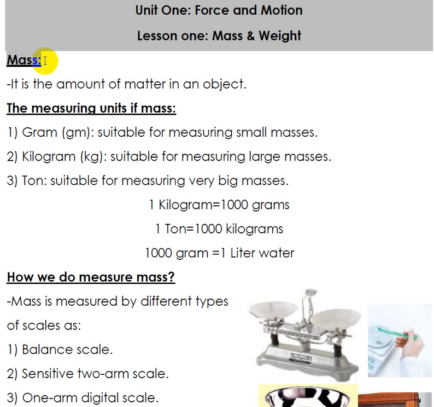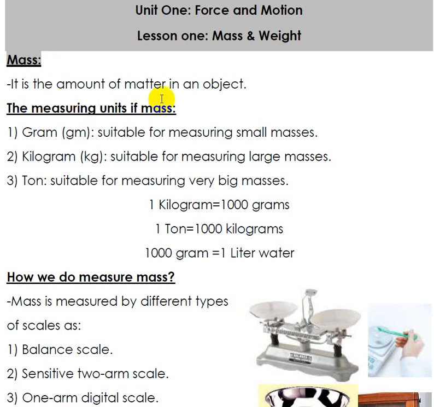Like, if you got a wooden table, and I asked you about the mass of this table, you would tell me that the mass of the table is the amount of wood inside this wooden table. If you got a glass cup, and I asked you what's the mass of this glass cup, you would tell me this means the amount of glass inside the cup. Okay, this is called mass.